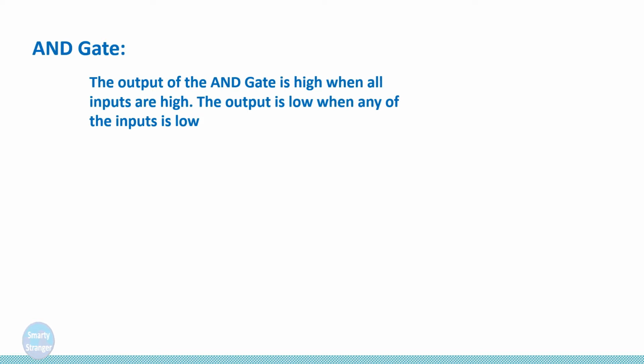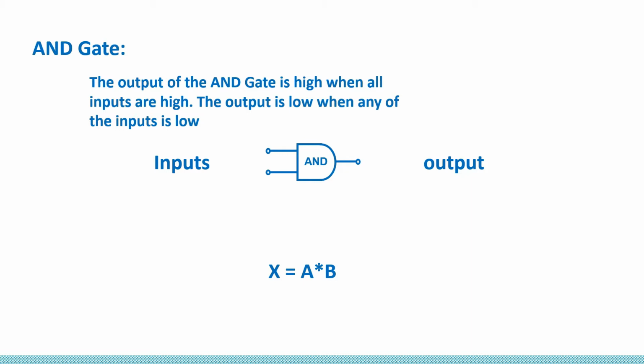First of all, we will take a look at the AND gate. The output of the AND gate is high when all inputs are high. The output is low when any of the inputs is low. The AND gate has n number of inputs and 1 output. The formula for the AND gate is x equals a asterisk b. Here x is the output, a and b are inputs.